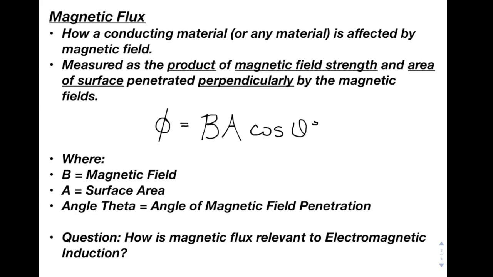be no magnetic flux. So the equation below is given for magnetic flux, and it's essentially B, which is the magnetic field strength, times A, which is the surface area of the object in question, times the cosine of angle theta, which is the angle of magnetic field penetration. So the question is, how is magnetic flux relevant to electromagnetic induction? Well, we've already stated that a change in this magnetic flux will induce an electromagnetic induction.